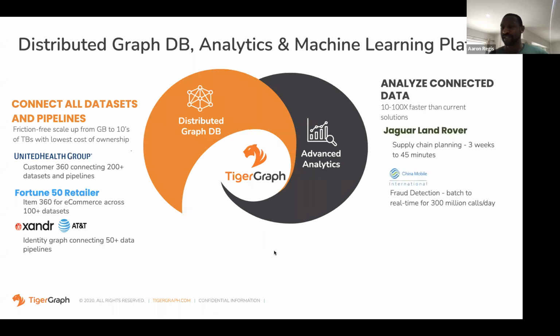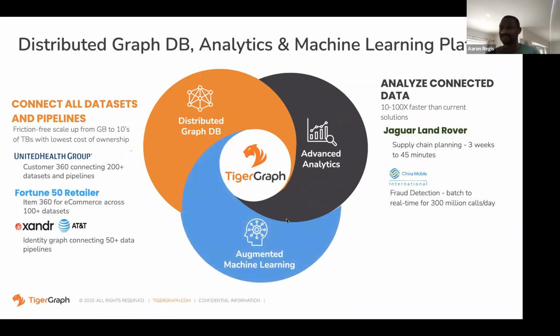The other broad area of usage is advanced analytics. And we're going to talk as part of this presentation about Jaguar Land Rover. You can see there, in terms of their supply chain planning, they've gone from 3 weeks to 45 minutes. And as you could imagine, for a car manufacturer, that translates to tens of millions of dollars of savings.